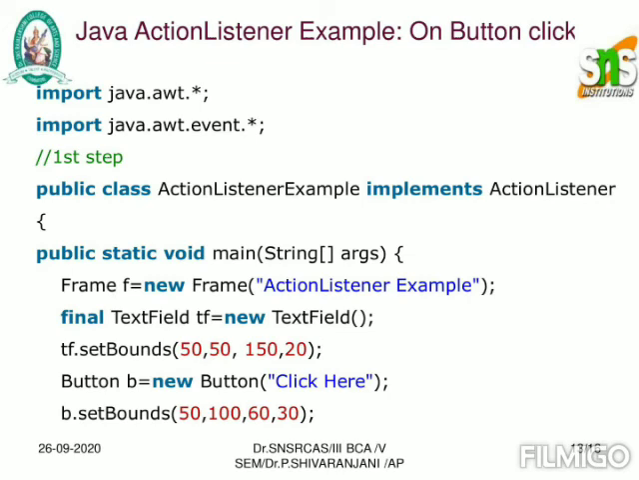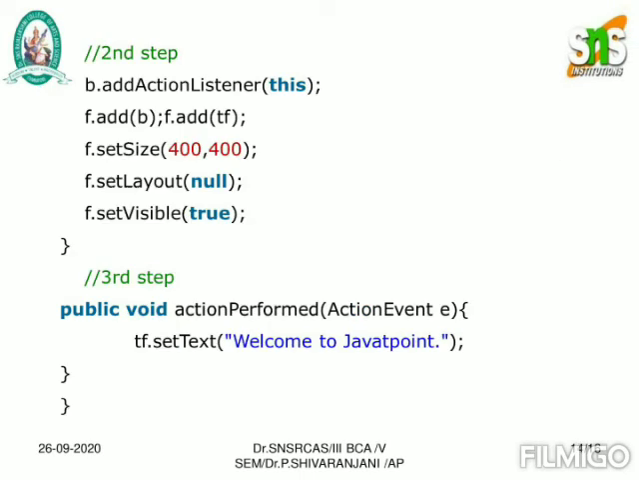I'm setting the bounds of the text field as 50, 50, 150, 20, and I'm creating a new button called "click here" and setting the bounds of the button. The second step is adding the listener to the window. I'm adding the button and text field to the frame, and setting the size of the frame and layout as null, and the window should be visible to the user.